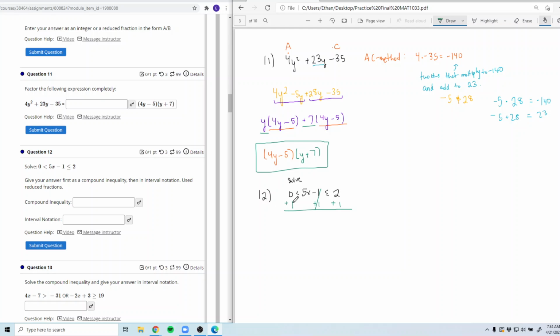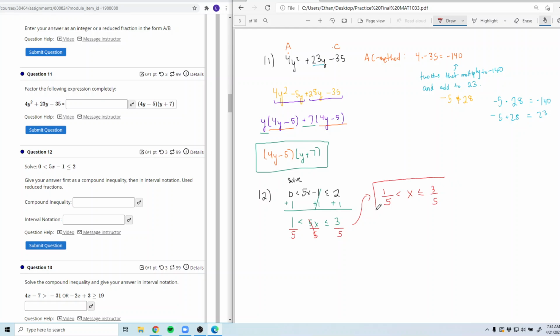When we do that, we got 0 plus 1 is 1, is less than, now 5x is just the inside, which is less than or equal to 2 plus 1, which is 3. Okay, so we've done that. How do we now get x from 5x? We divide it by 5. Because we're dividing by a positive number, everything's fine. We just divide everything by 5 in a similar way. So the 5's cancel out, and we're left with 1 over 5 on the left is less than just x in the middle, which is less than or equal to 3 over 5.